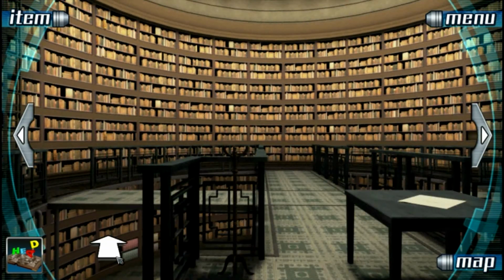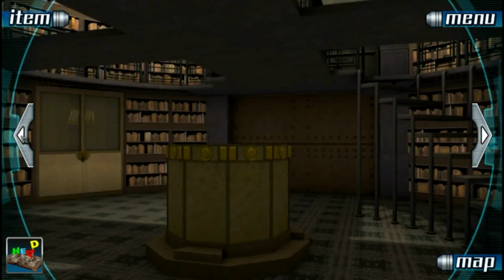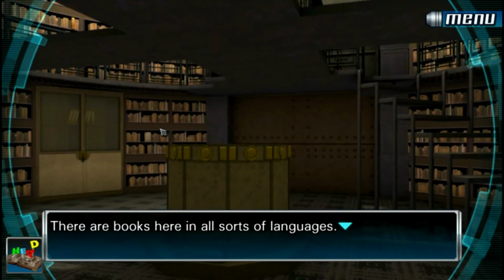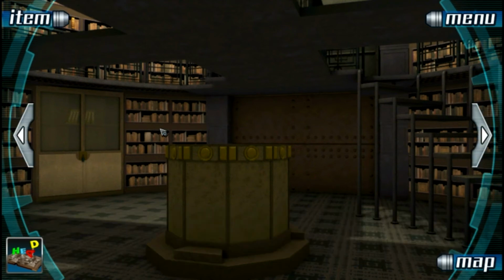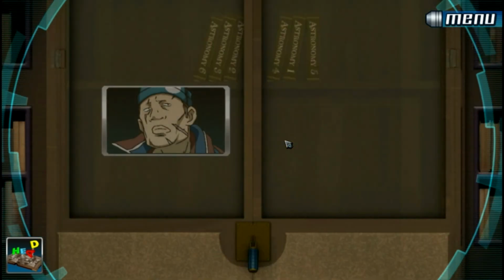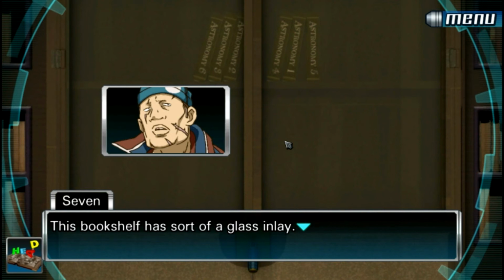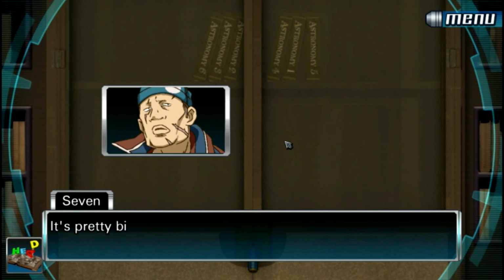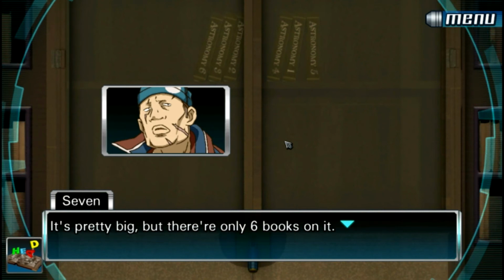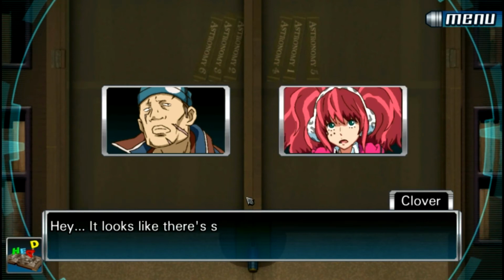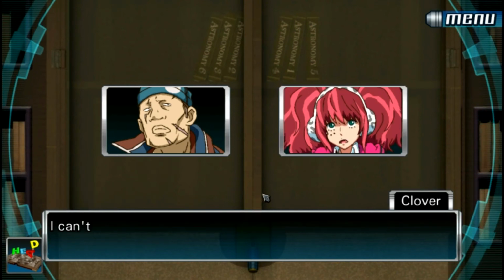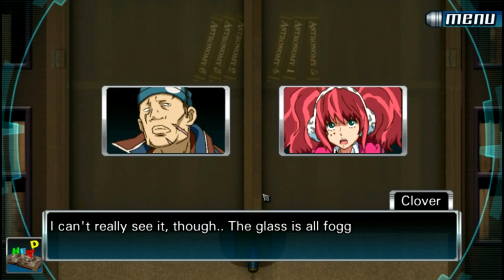Let's go down. I'm sure that there are more books that we can read. Yeah, there sure are a lot. There are books here in all sorts of languages. But there's something suspicious about the shelf on the left. Ah, you mean this? This bookshelf has sort of glass inlay. It's pretty big, but there's only 6 books on it. That seems kind of weird. Hey, it looks like there's something on the bottom. I can't really see it, though. The glass is all foggy.